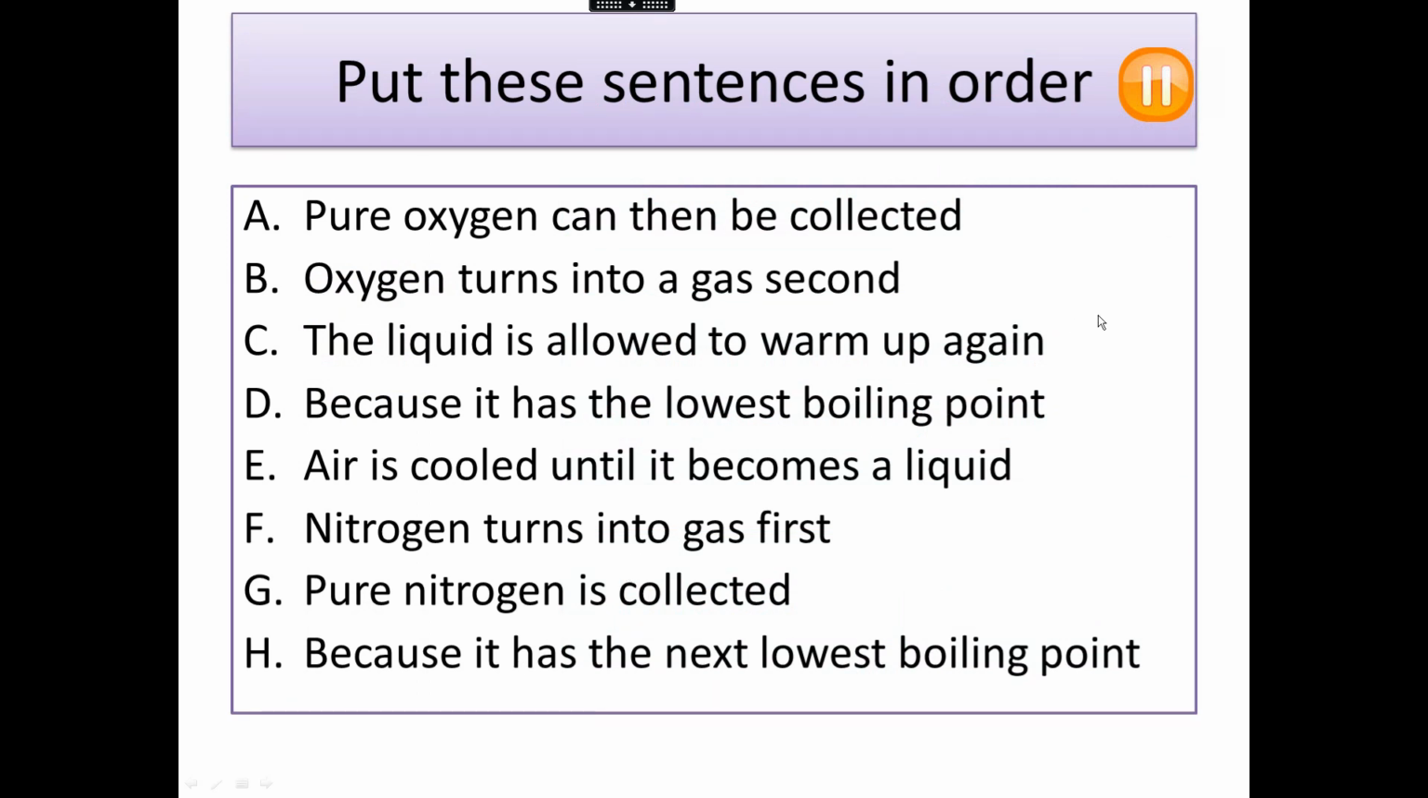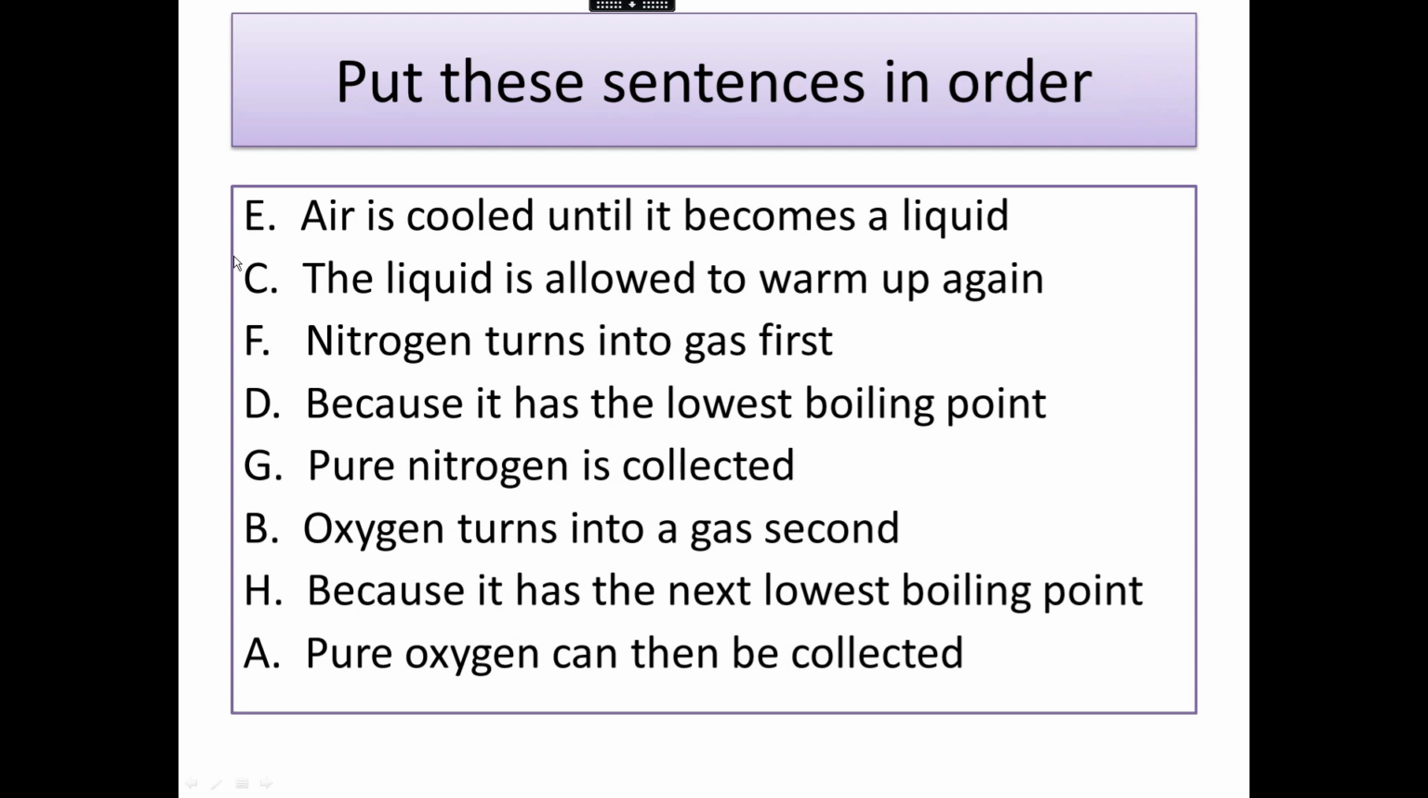Right, okay, how much of that could you understand? Here's the explanation, but it's jumbled up. Pause the video, put the sentences in order to see if you can reconstruct that explanation. Pause the video now. Okay, here we go with the answers.